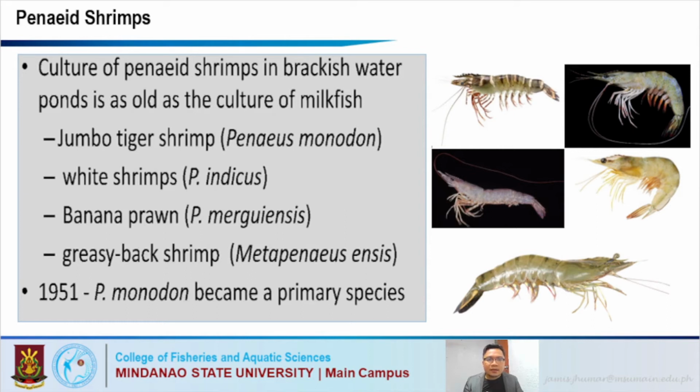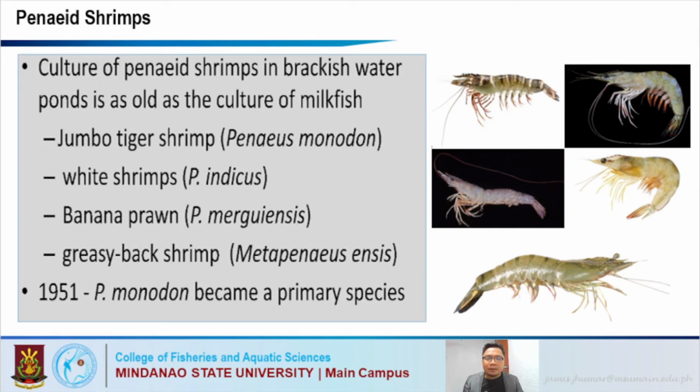And just recently, most of the aquaculturists are now also cultivating Penaeus vannamei, or Litopenaeus vannamei. And it was in 1951 where monodon became the primary export species of the Philippines. No?